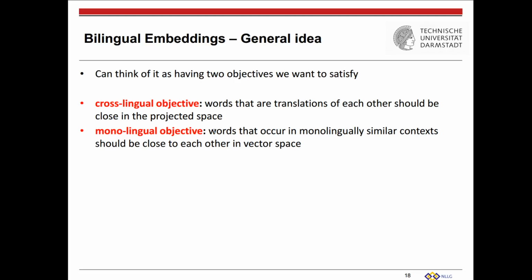Good. And as I've already said, we can think of this bilingual embedding space as consisting of two objectives. One is a cross-lingual objective: words that are translations of each other should be close in the shared space. And the monolingual objective is the same as in the standard word2vec, namely words that occur in monolingually similar contexts should be close to each other in the vector space. If two words have the same context, then they are supposed to be semantically similar, and therefore they should be close in the vector space. So we can think of the bilingual vector space as having these two objectives.